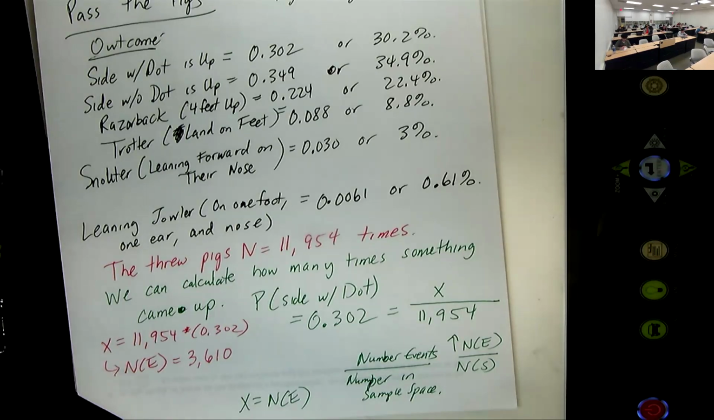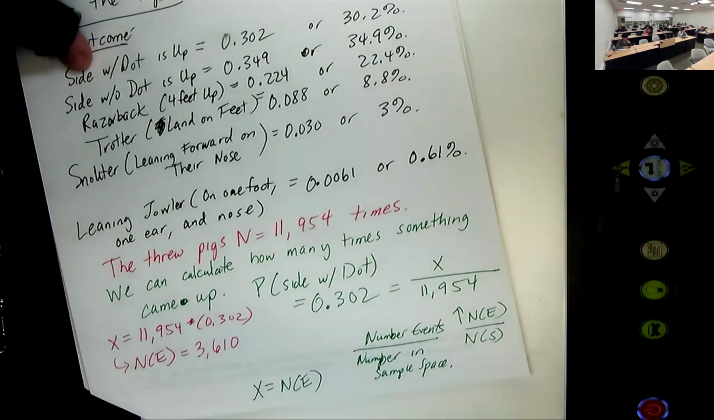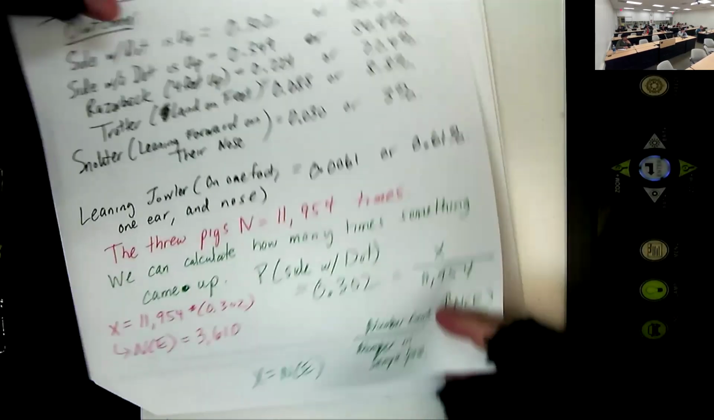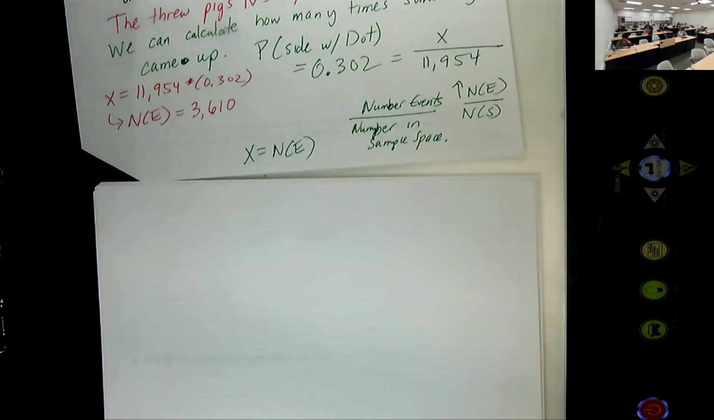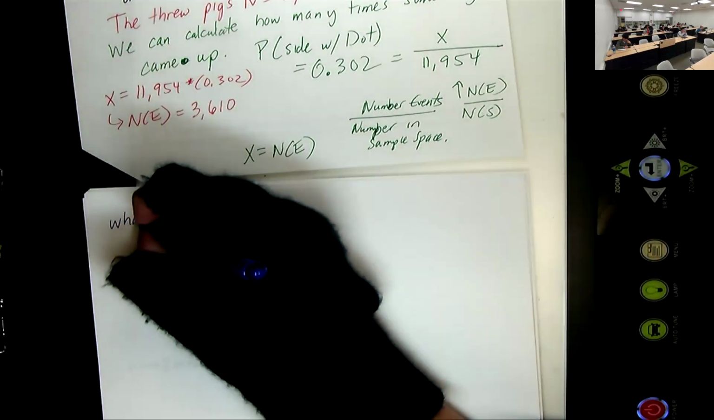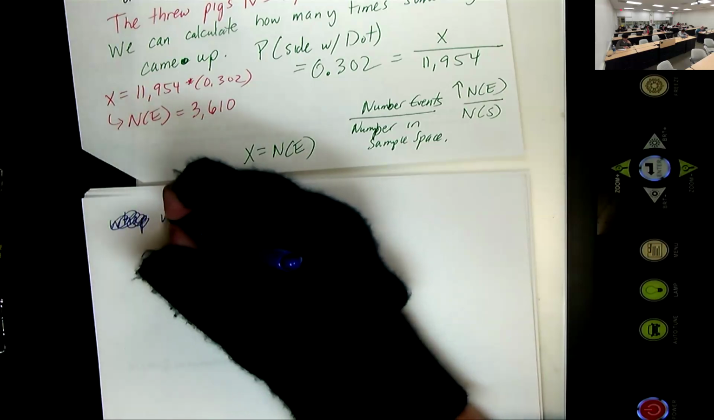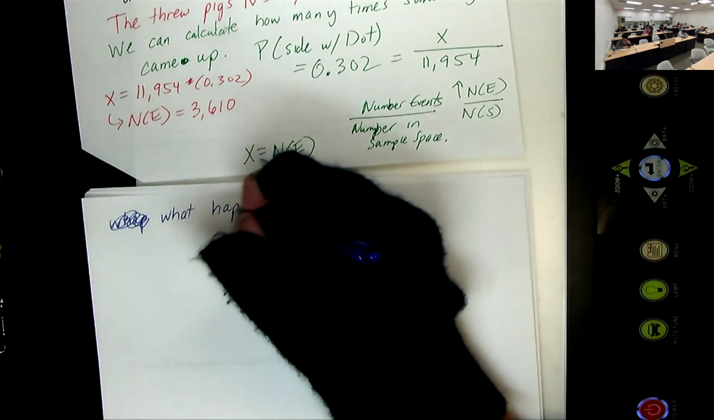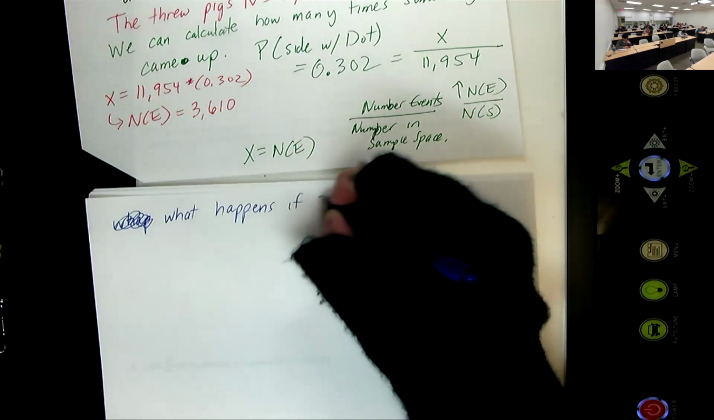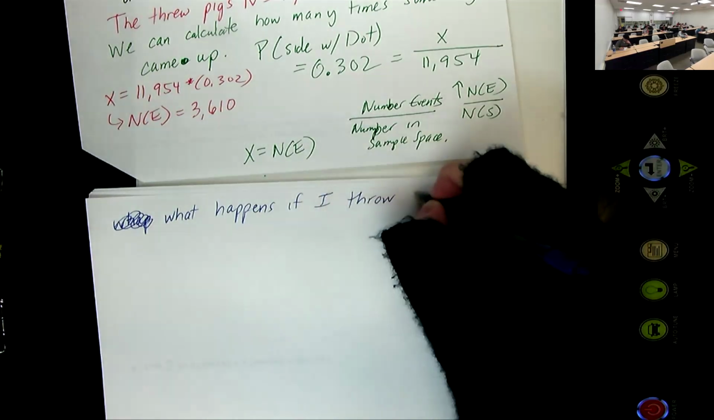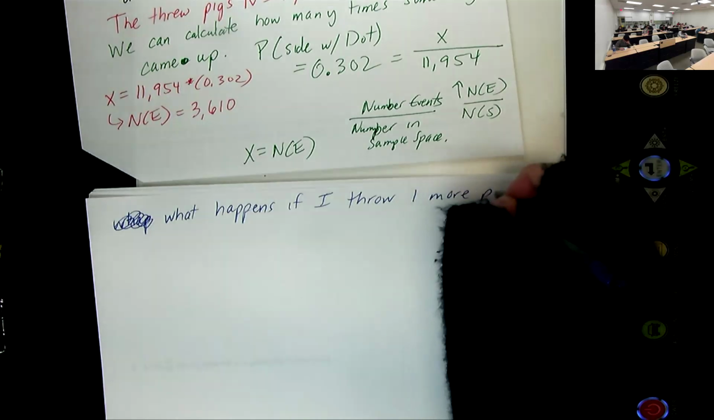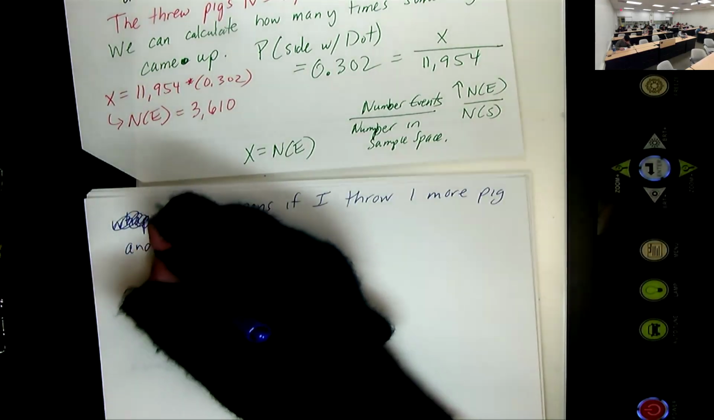They decided to stop at 11,954. I don't know, it seems like an odd number to stop at, maybe they just got tired of throwing pigs. Was it a good stopping point though? What happens if I throw one more pig and get another side with dot on top?